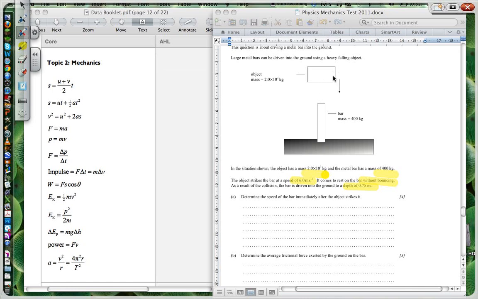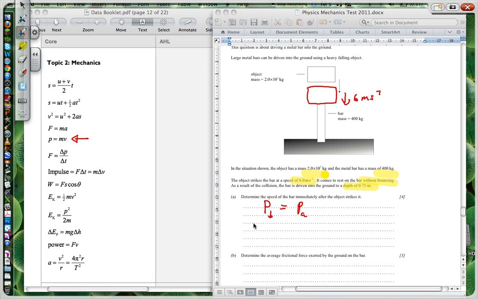Now, whenever you have objects colliding with each other and you need to work out velocities before and after, you need to think of momentum, the conservation of momentum, because the momentum before is going to equal the momentum after. So what is the momentum before? Well, it was this object over here, just at the instant before it struck. It was going at 6 meters per second.